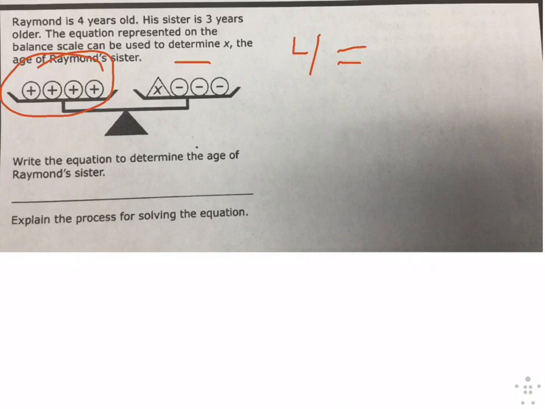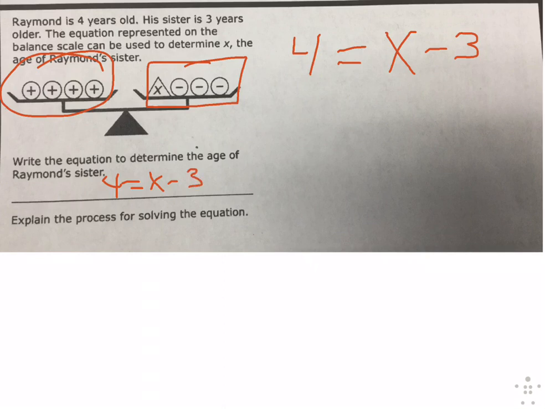And then I'm looking at this side right here, and I see 1x, so x. And I see 3 negatives. So remember what we learned on the models yesterday. That means minus 3. So right here, 4 equals x minus 3.